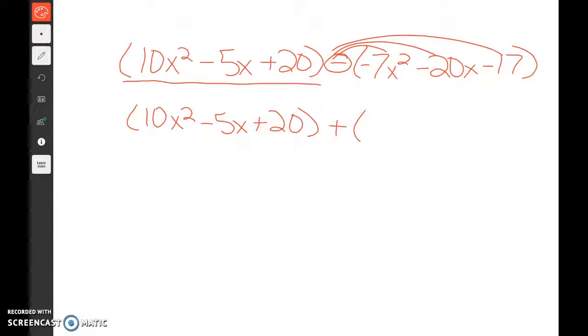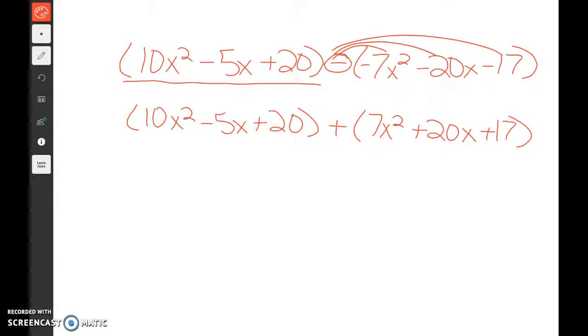This makes it kind of easy. What's negative times negative 7? Positive 7. All right, what's negative times negative 20? Positive 20. What's negative times negative 17? Positive 17. So combining like terms is actually very simple here because that whole second half changed to positive.